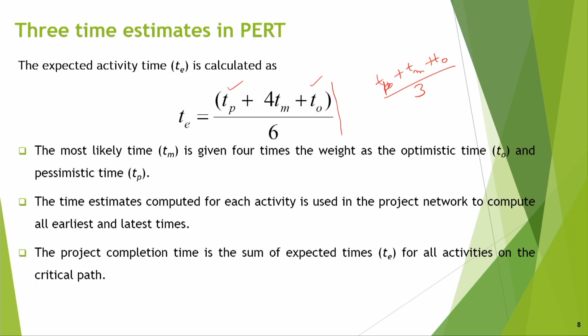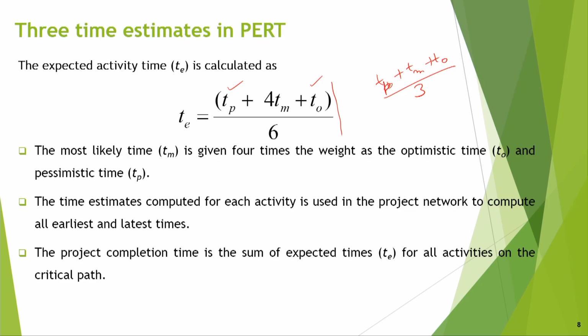The time estimates computed for each activity are used in the project network to compute all earliest and latest times. So, the project completion time is the sum of expected times for all activities on the critical path. If you ask what this is, you first find out the expected time for each activity, then the rest of the work becomes just like CPM. And you can find out the critical path, and if you sum all expected times on the critical path, that will be basically the project time.